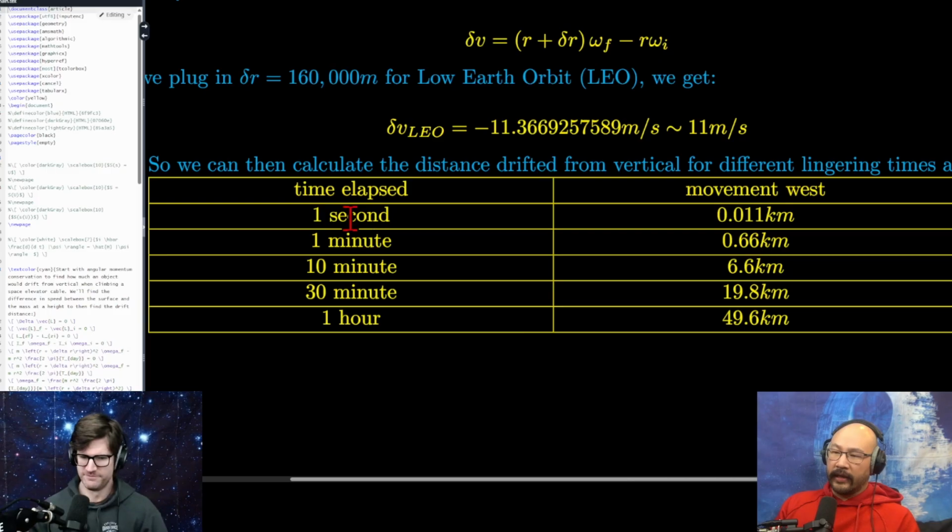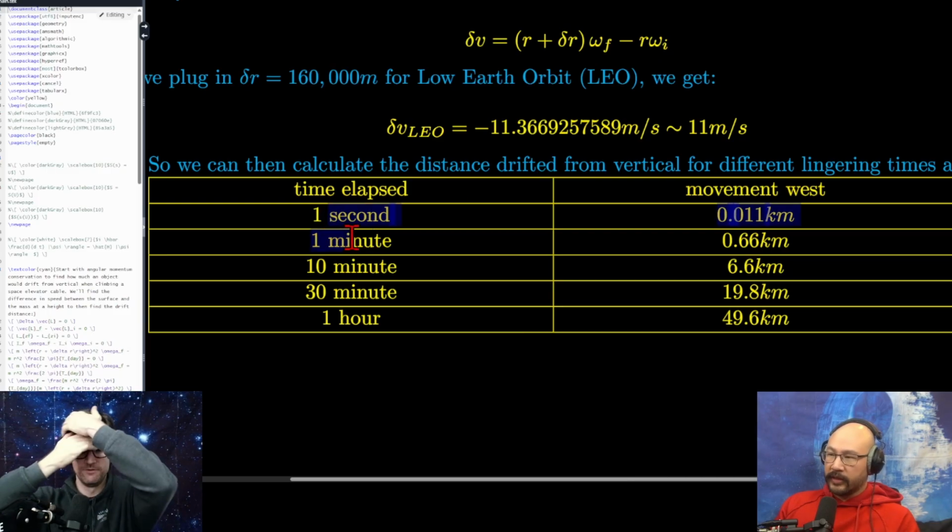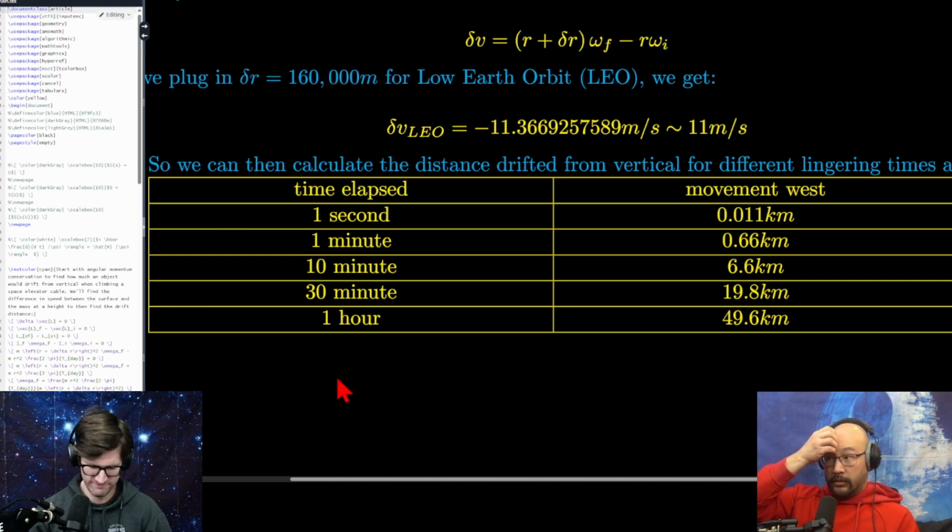For longer time intervals for that given velocity, you drift further in distance. That's right. In fact, after an hour sitting at low Earth orbit at 11 meters per second difference, you accumulate 50 kilometers of westward movement. Oh, boy. Significant. So you send a payload, and it really doesn't end up where you aim.